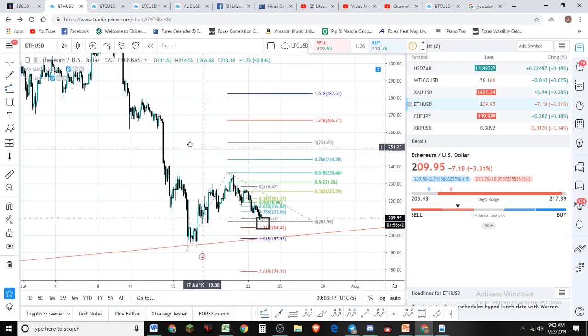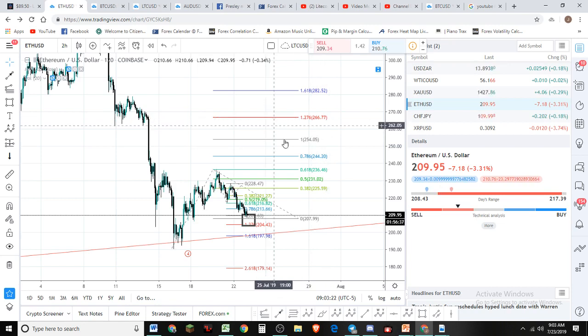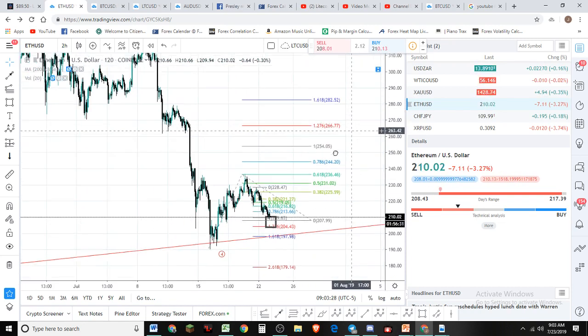Looks like our target up here is going to be about 254 to 266. If it's an ABC, if it continues as a 123, it's looking more like 282 would be our third wave, and we'd be heading up higher than that.